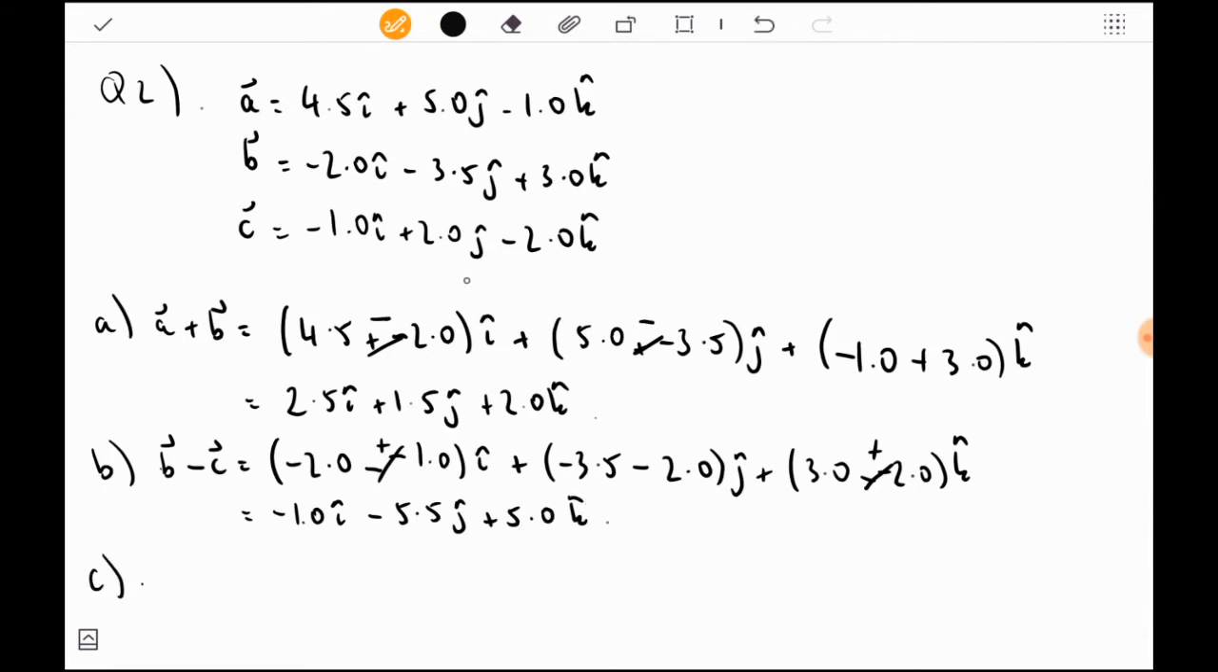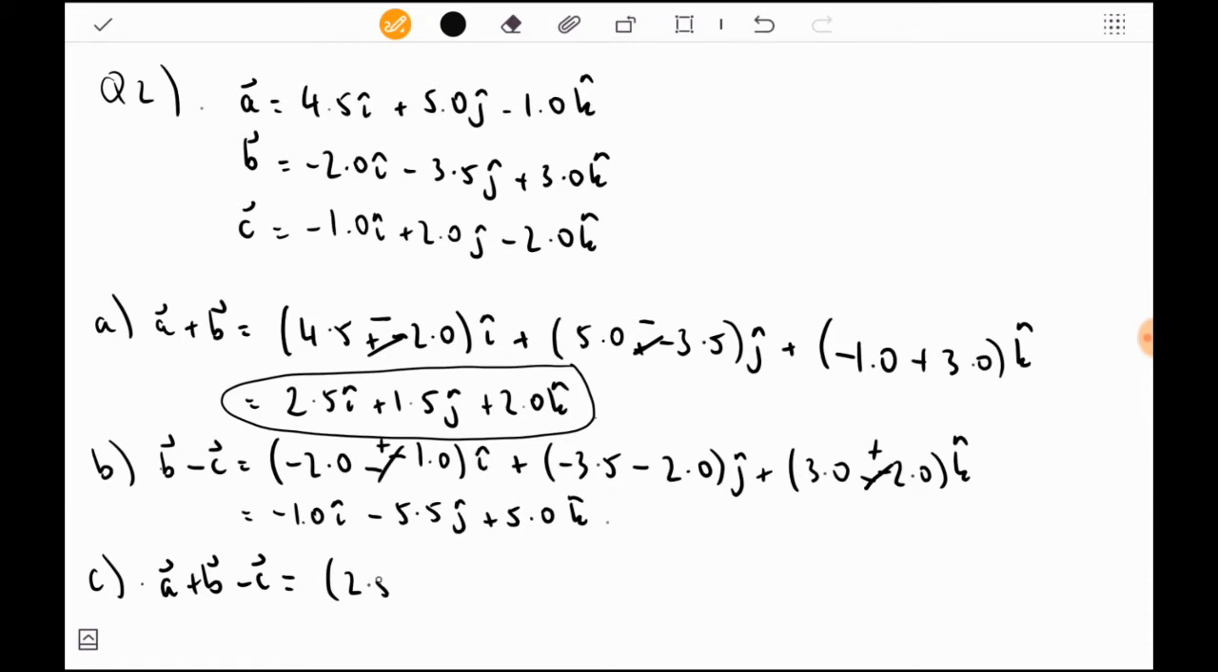Okay, so for part C, there's many ways we can go about this. We can go about it just by starting from scratch, going, well, okay, 4.5 plus minus 2.0 plus minus 1.0, and going through that. Or we can go, well, A plus B minus C. We've already got A plus B here. It's this. And we know what C is. We've got it right here. So we can just take this vector right here and subtract C from it. So let's just do that, because I think that's a bit easier.